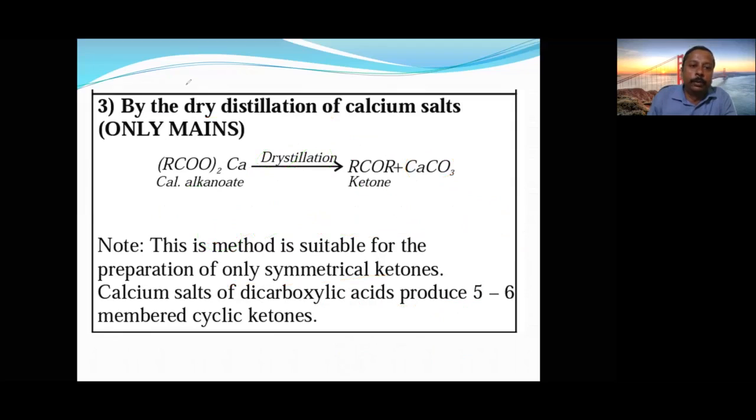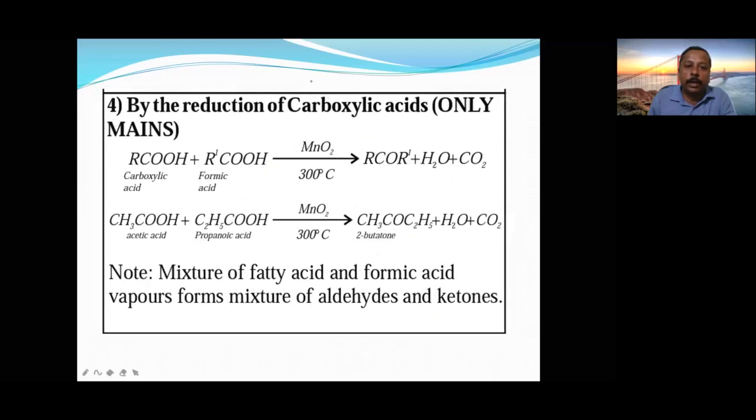So next method is by the reduction of carboxylic acid. Already, see, I will tell you here, RCOOH is there. So one extra oxygen is there. We want only one oxygen. That time we will use the reduction. The addition of oxygen is oxidation and removal of oxygen is reduction. Here extra oxygen is there, that oxygen is removed.